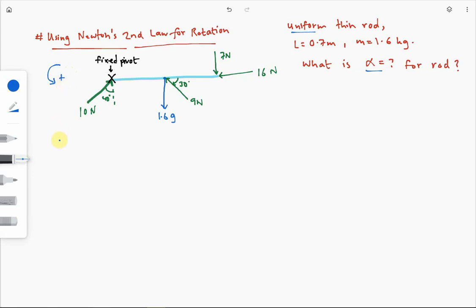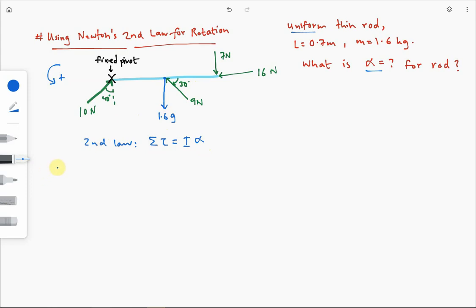Alright? Now let us remember what the second law for rotation was. For rotation, the second law was written as the summation of all the torques on an object is equal to its moment of inertia times its angular acceleration. Therefore, to find what alpha is, we need to determine the moment of inertia, and all the torques produced by all these different forces acting on the rod. Let's begin by summing up all the torques.